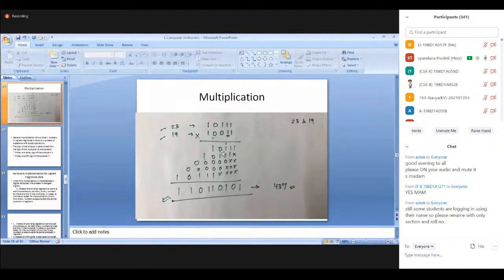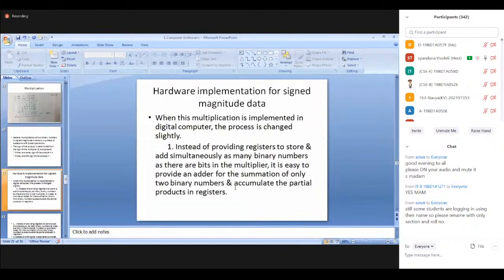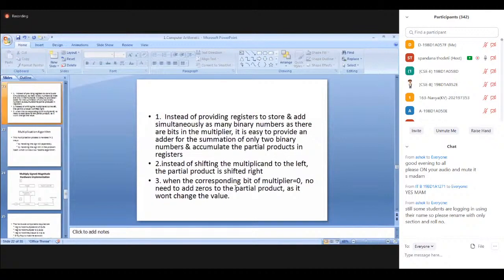And after that, you perform the addition operation. Then you can erase the data in the temporary registers. But this is a wastage of memory space. That is the reason what we are doing is, instead of providing a number of registers to store all the partial products, you will use only 2 numbers at a time.